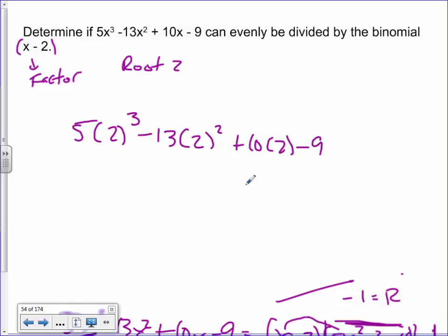How do you know that 2 is the root? Is it just the opposite of? Yes. Yeah, so if it's an x minus 2, then it's plus. If it was x plus 2, it would be minus 2.